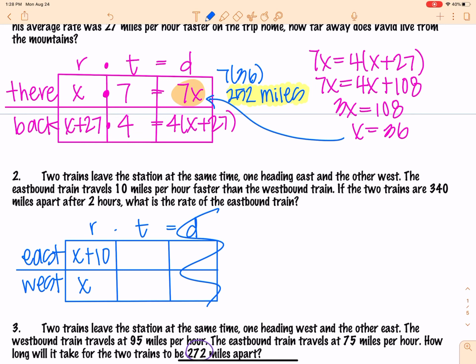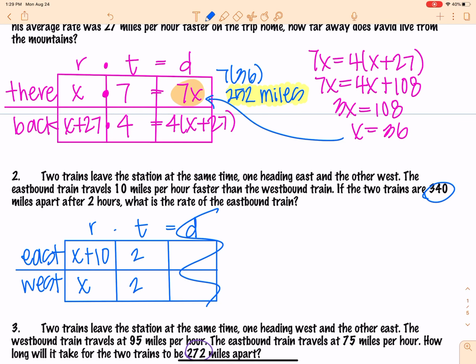If the 2 trains are 340 miles apart, and I know you really want to put, because 340 miles apart means distance, so you want to put that in here, but I said do not touch that. That 340 will be used at a separate time, so just maybe circle it, but you're not touching the distance column. After 2 hours, so they both went 2 hours, so both of these are actually going to be 2. We want to know the rate of the eastbound train. Okay, so again, after reading the problem, I should have all 4 of those boxes filled in. We now multiply across to get my distance columns, which is easy enough. And now we have to write an equation that compares those 2 distances.